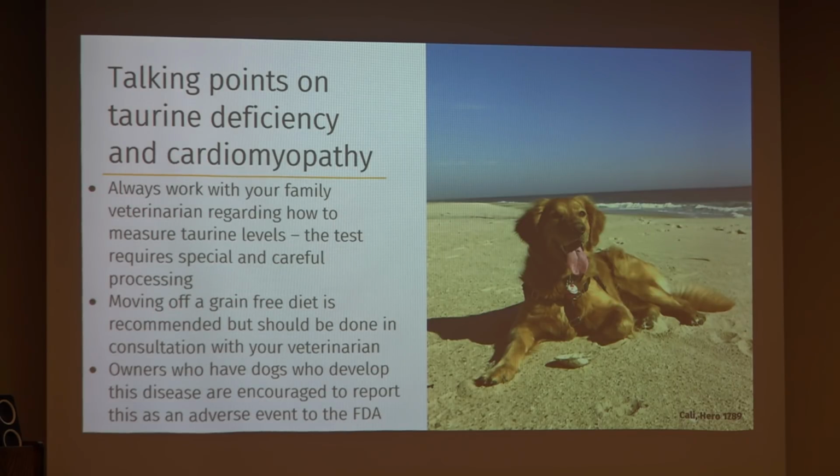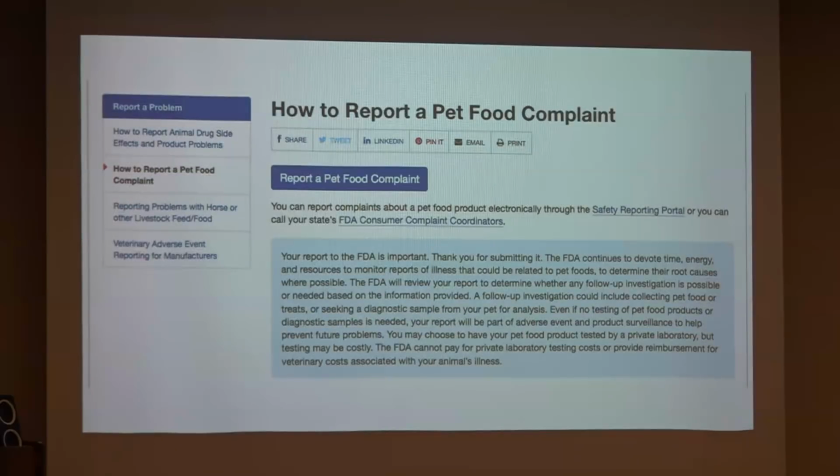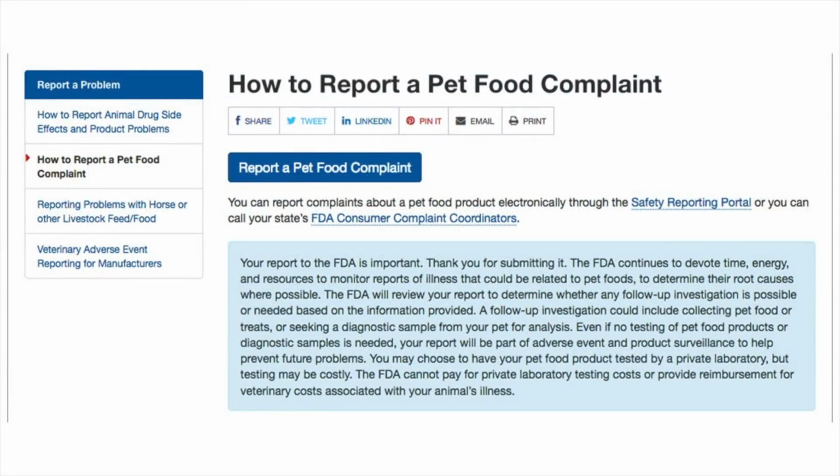And owners who have dogs who develop this disease should report it as an adverse event to the FDA. And this is what it looks like. This is a screenshot. It's really simple. You go to the FDA pet food adverse event page and it'll walk you through what you need to do. The FDA instituted a warning, but again, this is super helpful. Even though you don't want to get people in trouble, it's a good way to pinpoint certain diets, and then they'll come out with a statement. So that was Josh's suggestion. He's telling people to go ahead and report it.